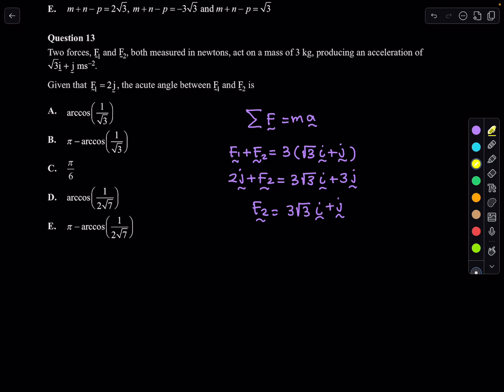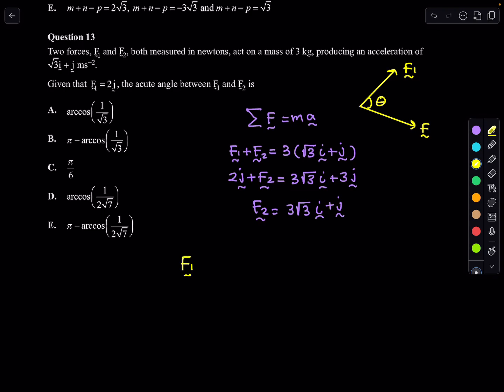So what we're actually trying to find is the acute angle between them. So imagine this is this force here, and this is the other force, and we're trying to find this angle between. So let's call this F1 here, and this is F2. And this is the angle that we want to find. We're going to use, of course, F1 dot F2, the scalar multiplication. So F1 dot F2 is equal to the magnitude of F1 times the magnitude of F2 times cos theta.